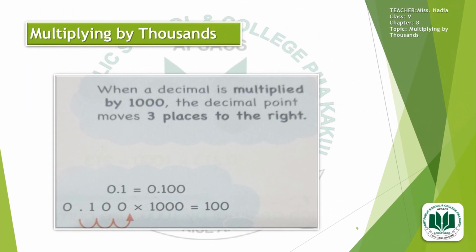And when a decimal is multiplied by 1000, we move decimal point three places to the right. For example, 0.1 multiplied by 1000, here only one digit is after decimal point, so we need to add zeros at the end to show the movement of decimal point. So we add two zeros and move the decimal point three places to the right. The result is 100.